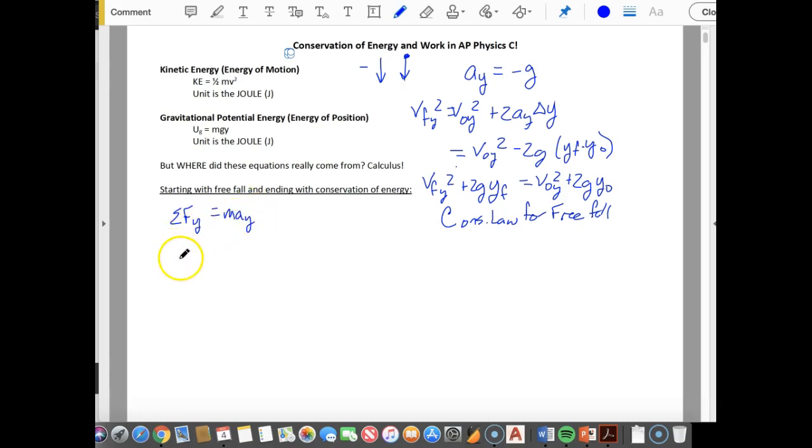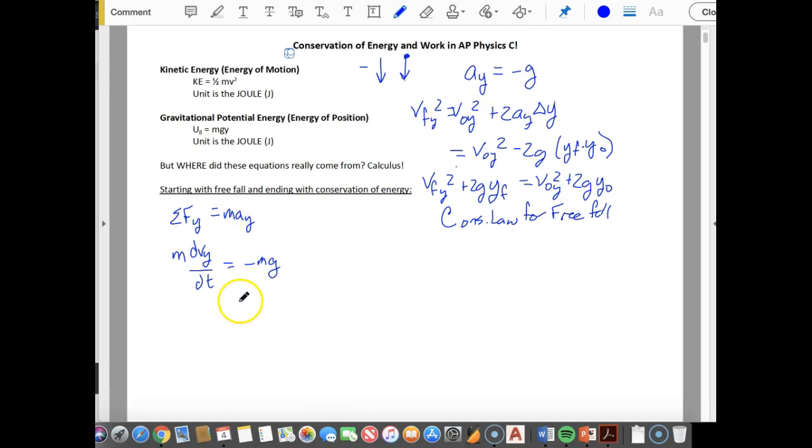Let's go ahead and say that the sum of the forces are going to be equal to mass times the change in the velocity in the y direction all over the change in time, or dv over dt, and that is equal to negative mass times gravity. So here is our sum of the forces, so that's just m times that change in velocity over change in time, and that's equal to negative mg. So remember, we defined ay as negative g.